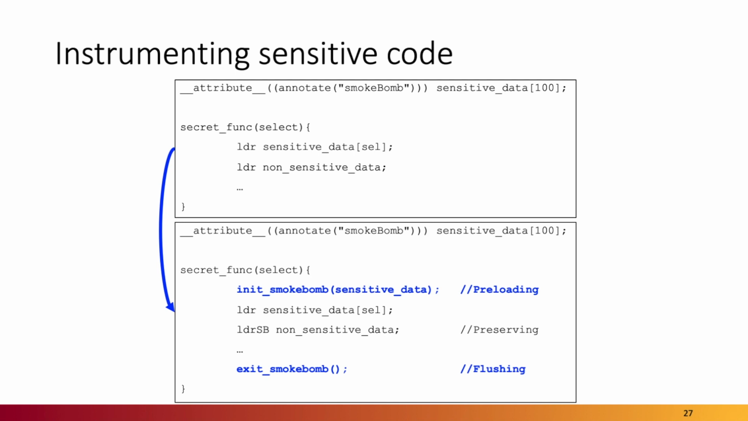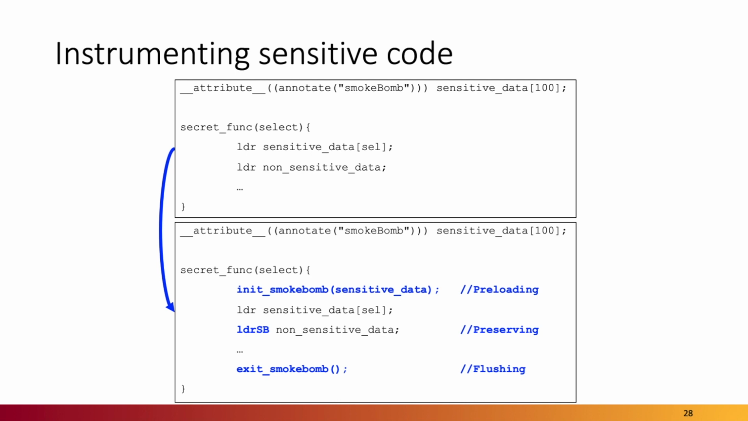SmokeBomb is initiated by the init API, which preloads the sensitive data to the add-on cache. And SmokeBomb is finalized by the exit API that flushes out the sensitive data from the cache.